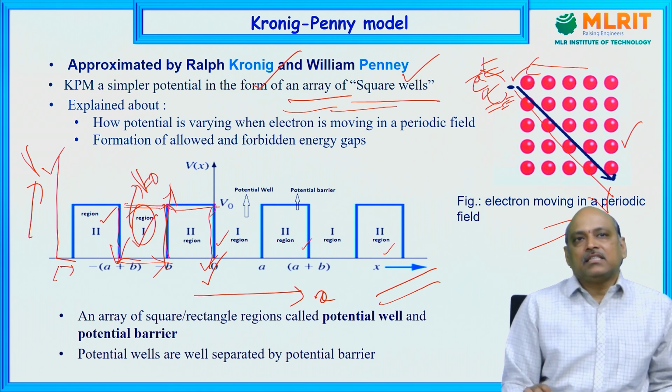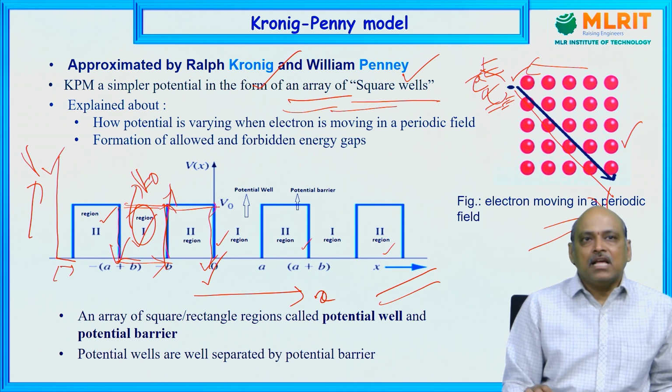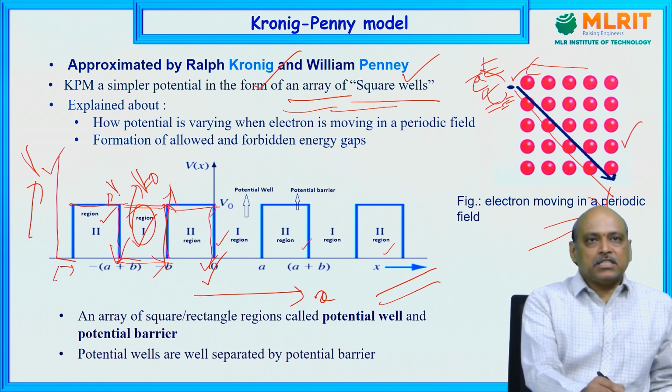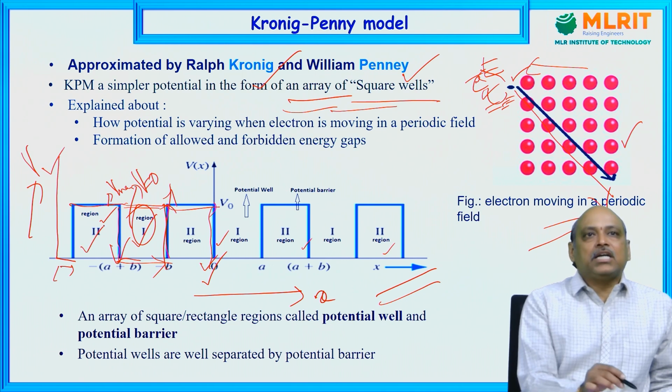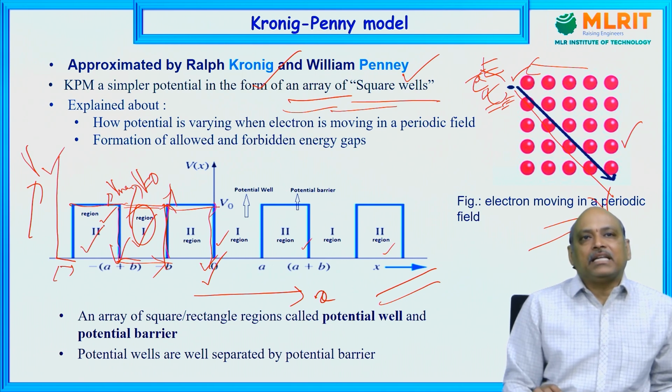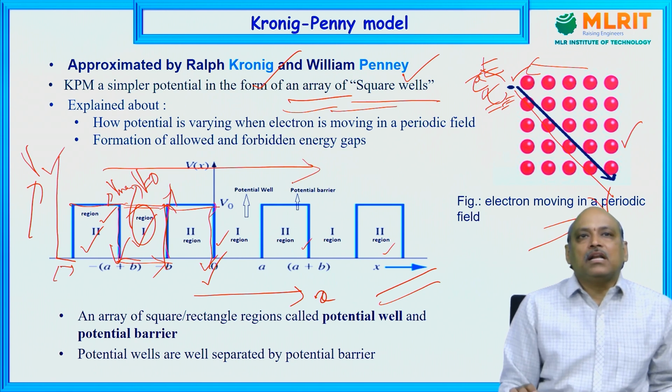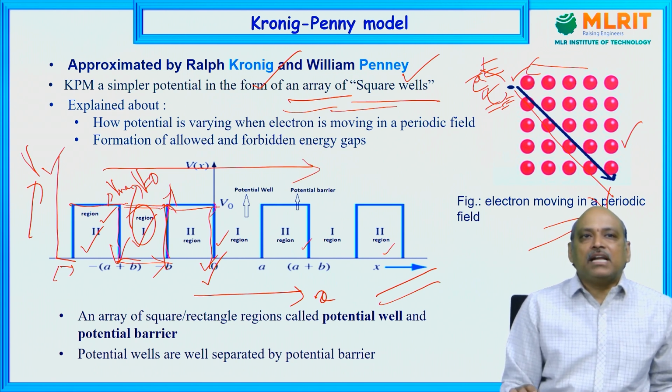Where the top is closed, the potential energy is maximum. We are calling that region 2 a potential barrier. According to this model, a series of potential wells and potential barriers can be expected.